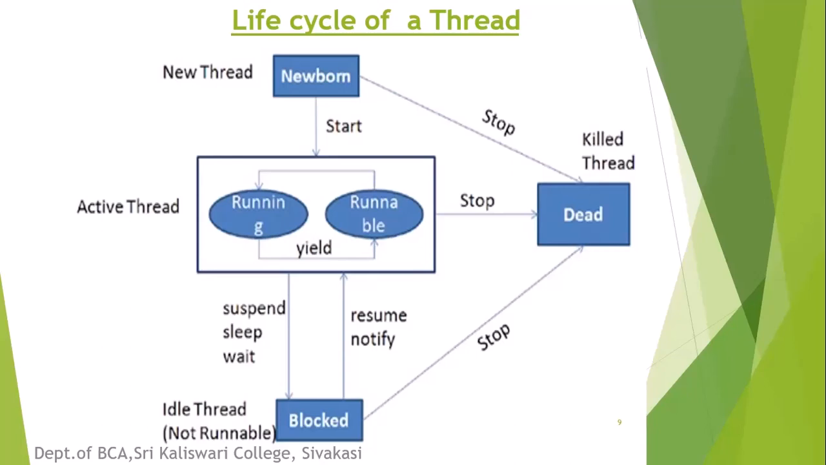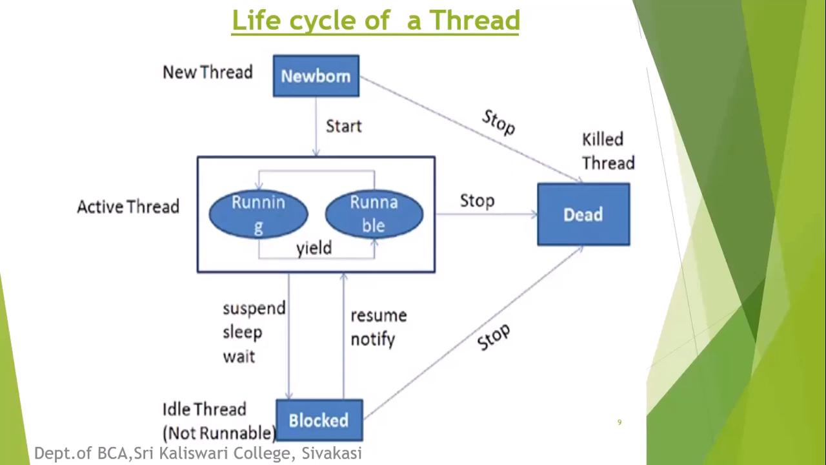After running, the thread can be blocked in situations like suspend, sleep, or wait. Why is the thread blocked, suspended or put to sleep? There are two cases. We are executing low priority jobs, and in this case high priority jobs come, so the CPU gives the time slices to high priority jobs only.